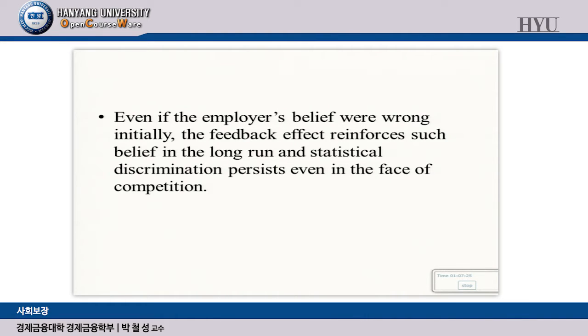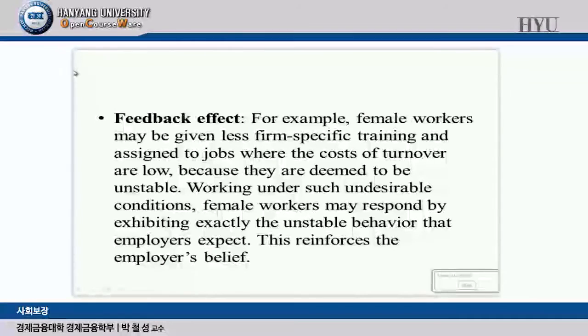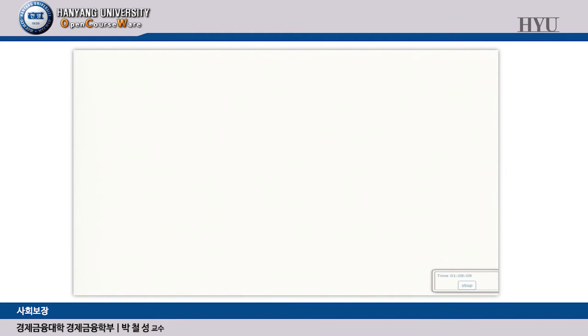What would the employer think? Wow, I was right. So this is the feedback loop. So the second time that this employer makes a decision, this employer will have an even stronger belief and make that decision. That is the feedback loop that we are talking about. So it is possible that female workers may respond by exhibiting exactly the unstable behavior the employer expects. This reinforces the employer's belief, and this just persists. So statistical discrimination is very difficult to make go away.